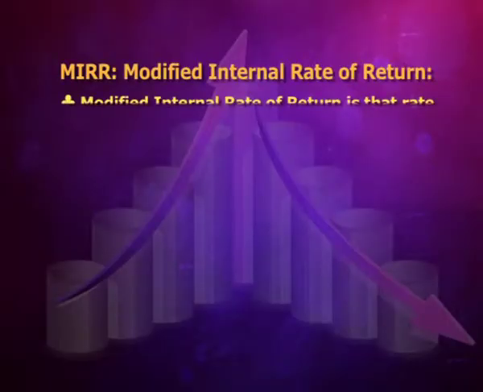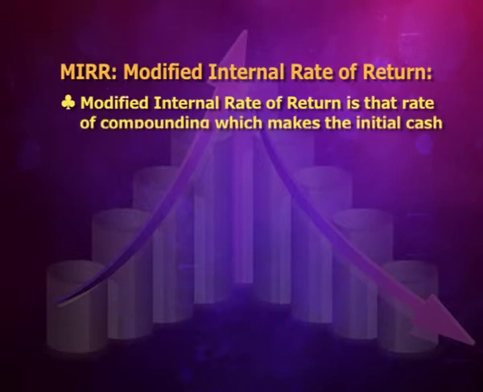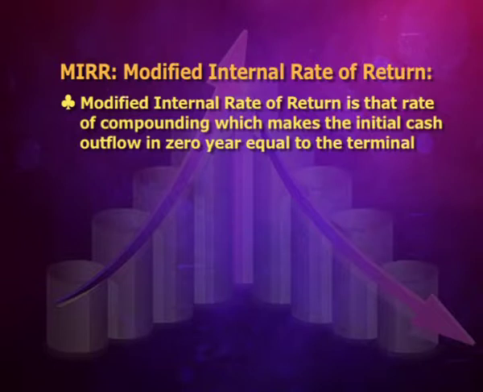Now let's focus on a very important concept of modified internal rate of return. Modified internal rate of return is that rate of compounding which makes the initial cash outflow in 0 year equal to the terminal value of the cash inflows. If the project MIRR is greater than or equal to K, the project proposal should be accepted, and if MIRR is less than K, then reject the project. In case of mutually exclusive projects, the project with the highest MIRR should be selected.